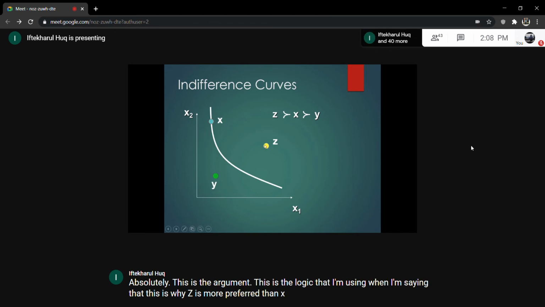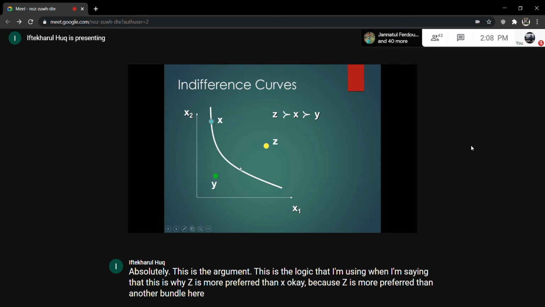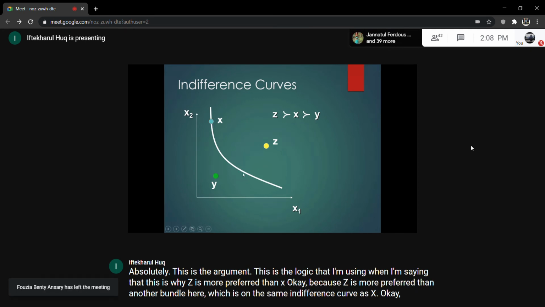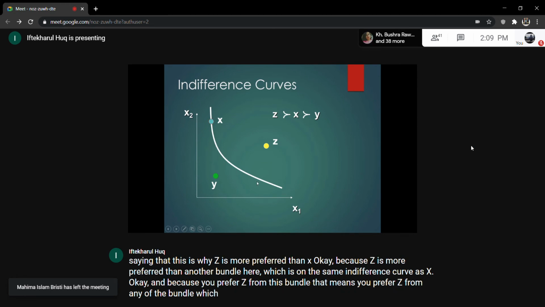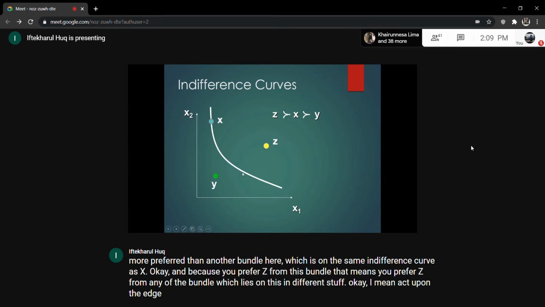Okay, because Z is more preferred than another bundle here, which is on the same indifference curve as X. And because you prefer Z to this bundle, that means you prefer Z to any of the bundles which lie on this indifference curve. Okay, if I can prove it with one point, then I can say that every point will behave the same way, because I know an indifference curve means all of them are indifferent from each other.